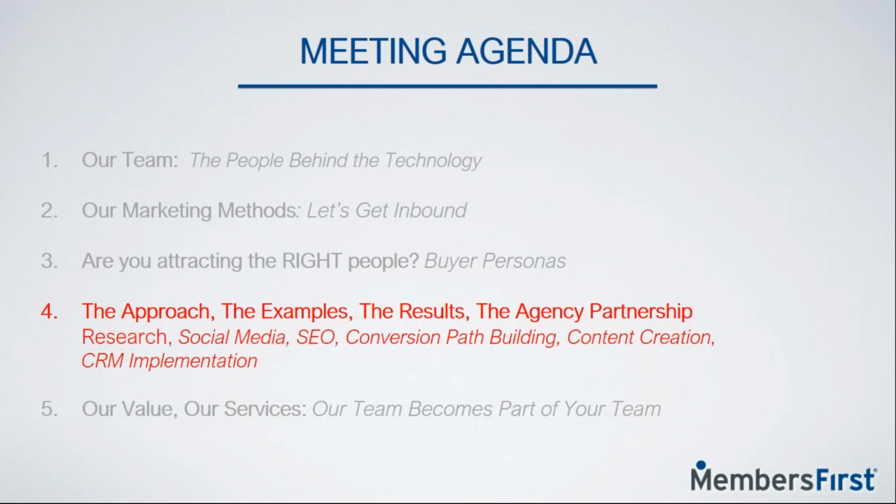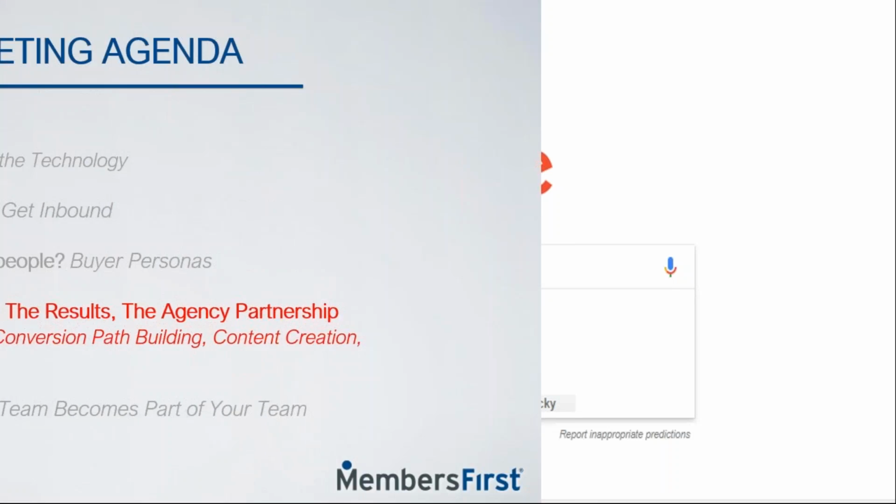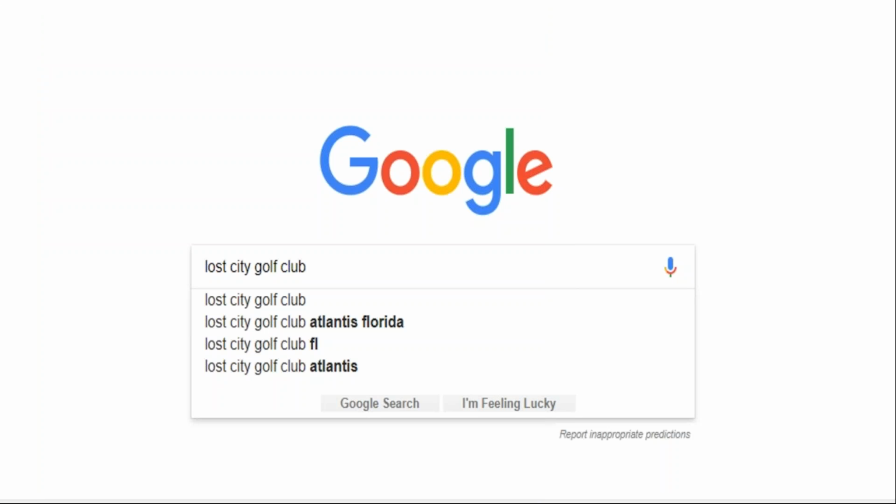So once we know how we're going to market to people, who we're marketing, now we need to jump into some of the approaches, the examples, and the results that we found with these types of marketing services. Now we know that we're looking for Richard and Rita, the retirees, and Scott and Sarah, the seasonal residents. Well, then we need to start driving those people to our website.